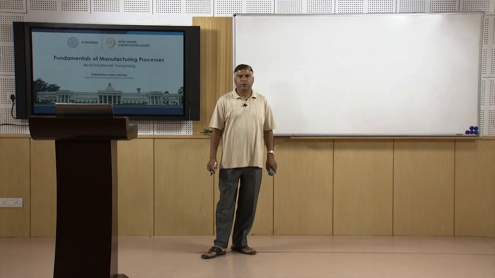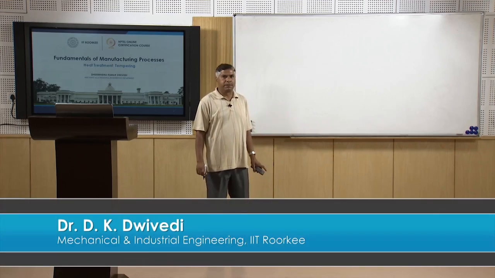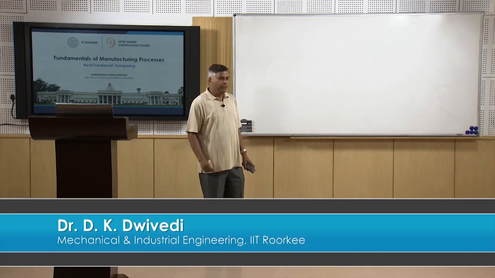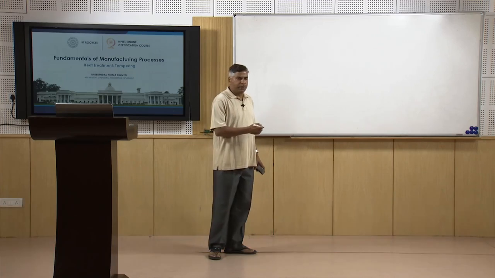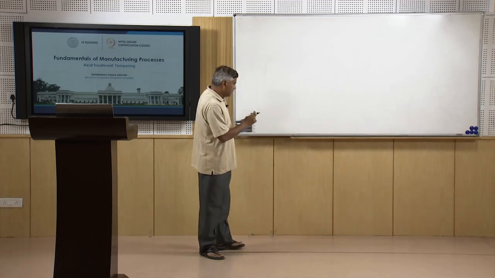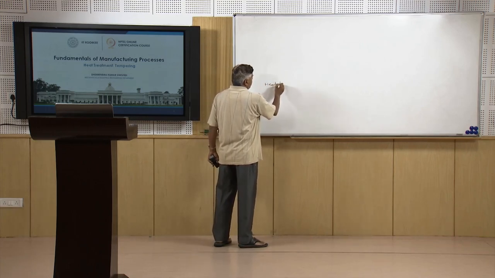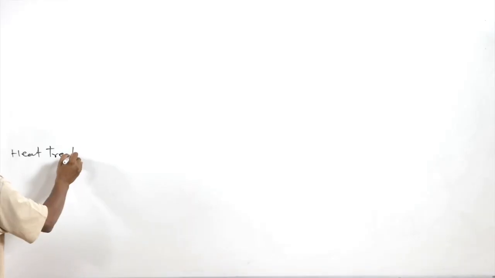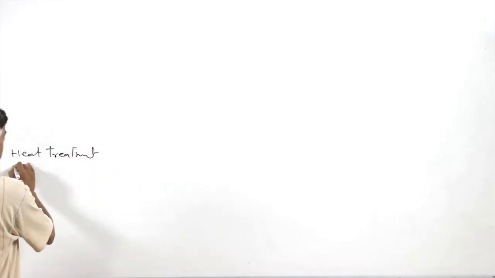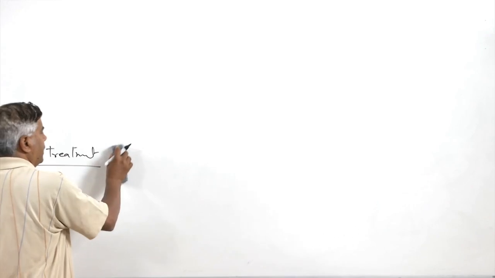Hello, I welcome you all in this presentation related with the subject fundamentals of the manufacturing processes, and we are talking about the methods used for improving the properties of the bulk materials, under the heading of the heat treatment. So, we have talked about the three types of the heat treatment processes, namely annealing, normalizing and quenching, or it is also termed as hardening.